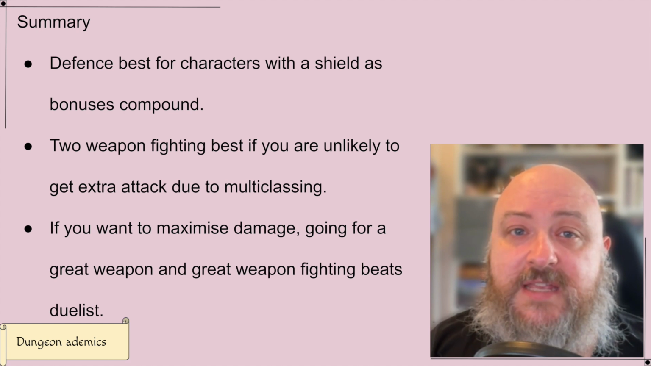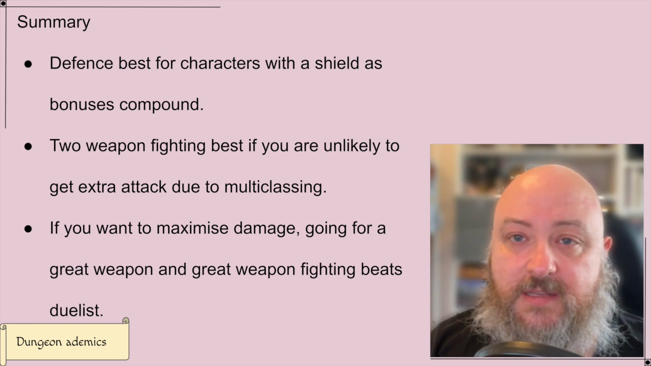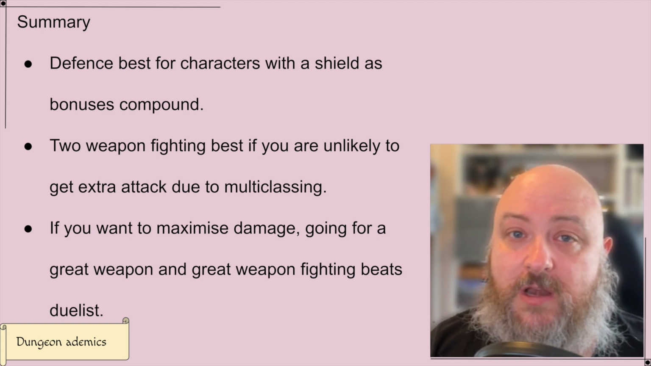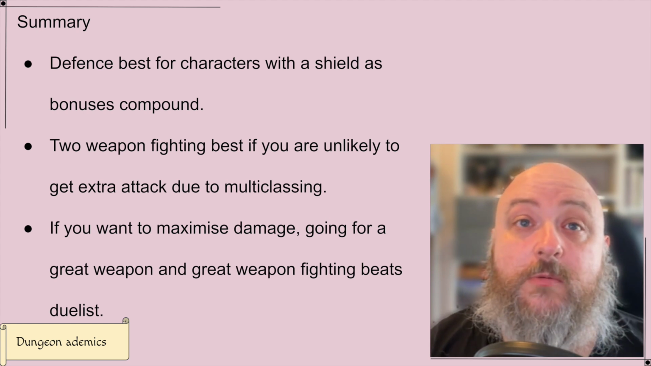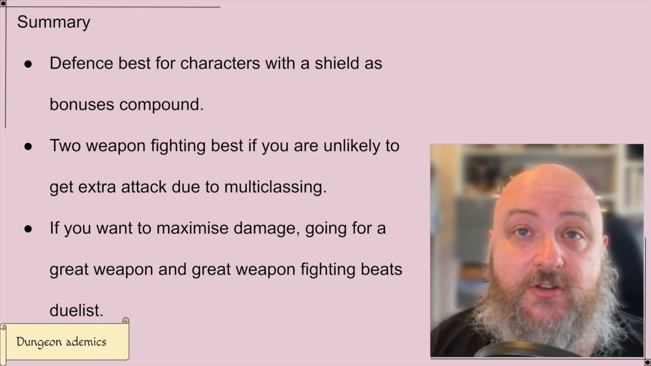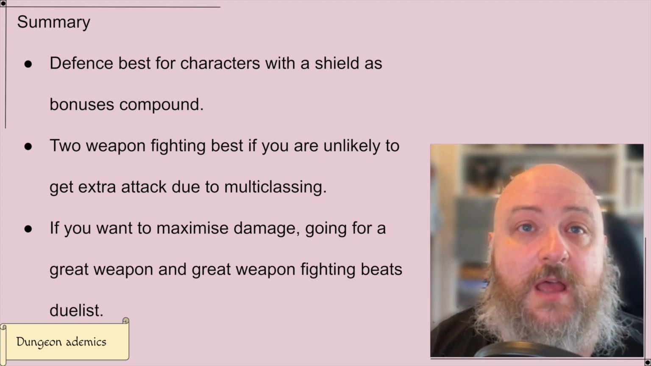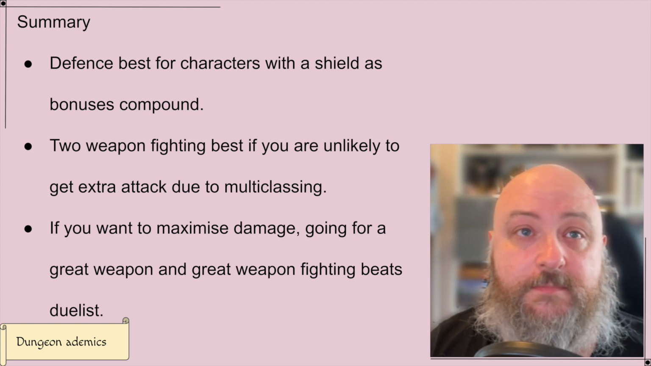Dueling gives less of a damage boost than great weapon fighting, but allows for a shield, so gives better defense than great weapon fighting. I do not know if this was the game designer's intention, but these fighting styles reveal a lot about the different kinds of specialization in the game.